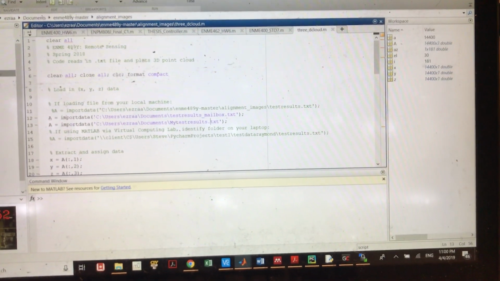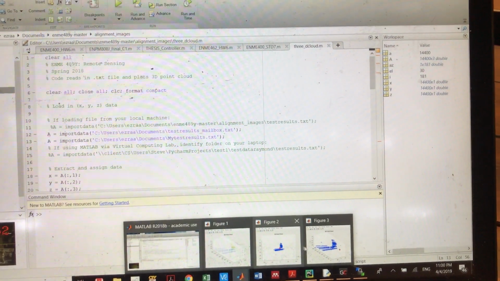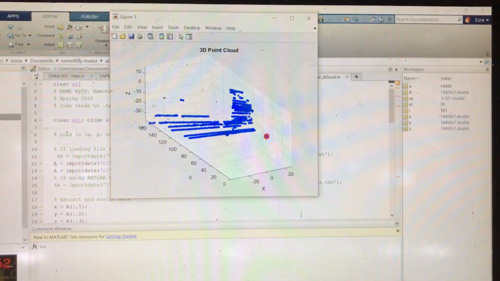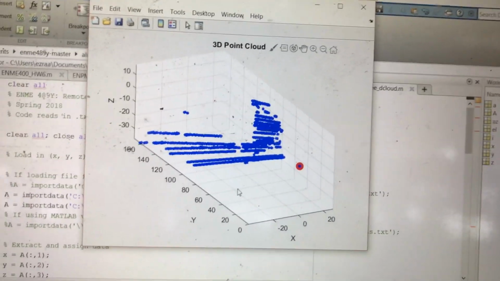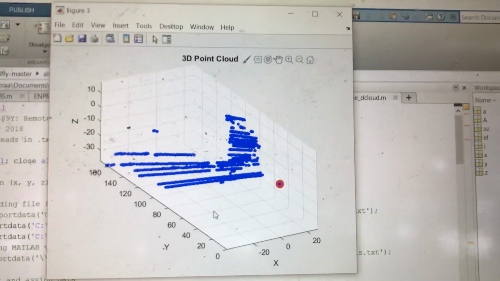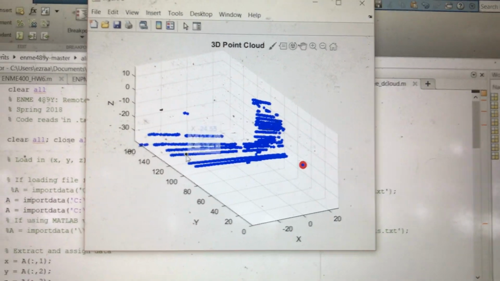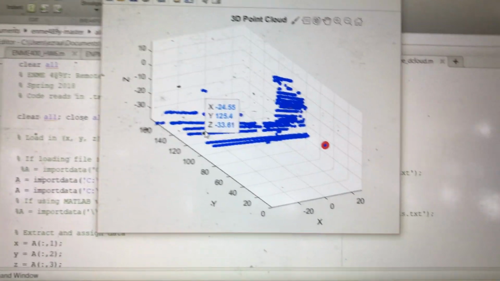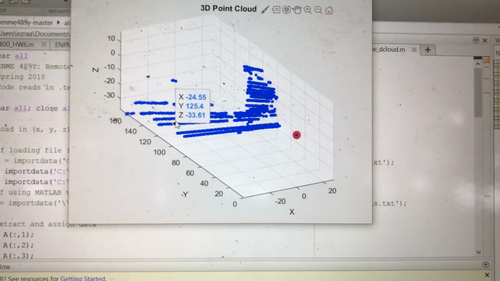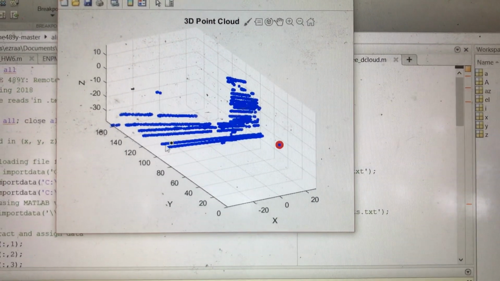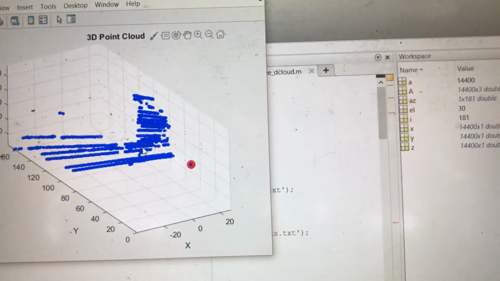So the results are as follows. So you see here, at first glance it doesn't exactly look like a mailbox, but what is all this right here? This right here is the greenery that the mailbox was actually sitting on. So these are actual laser points, and I got them pretty well.